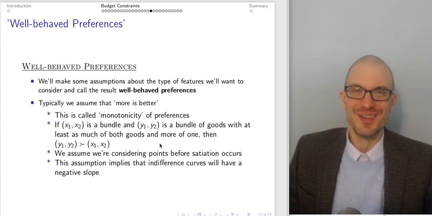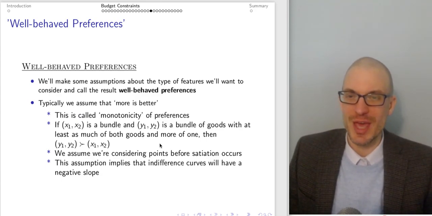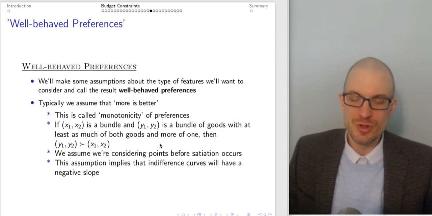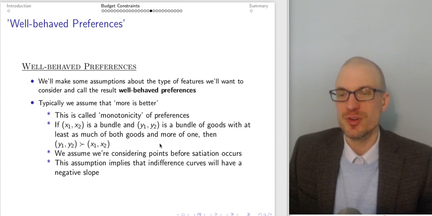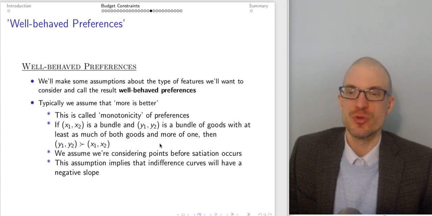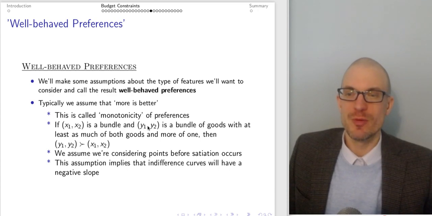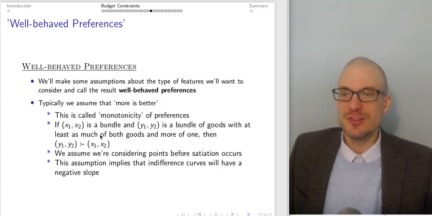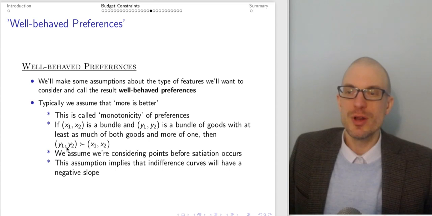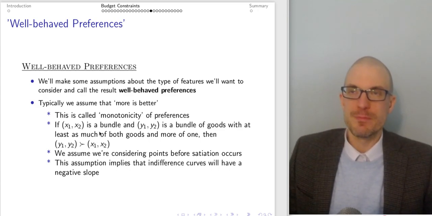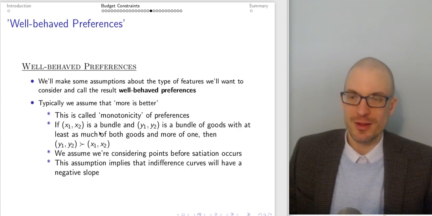In doing so, one of the assumptions we'll often make is that we have well-behaved preferences. We need two assumptions for this: the more is better assumption, and the averages are preferred to extremes assumption. More is better is monotonicity of preferences. If this is one bundle and this is another bundle that has at least as much of both goods and more of one good, you must strictly prefer the bundle that has more of one good. So this is saying preferences obey monotonicity of preferences.